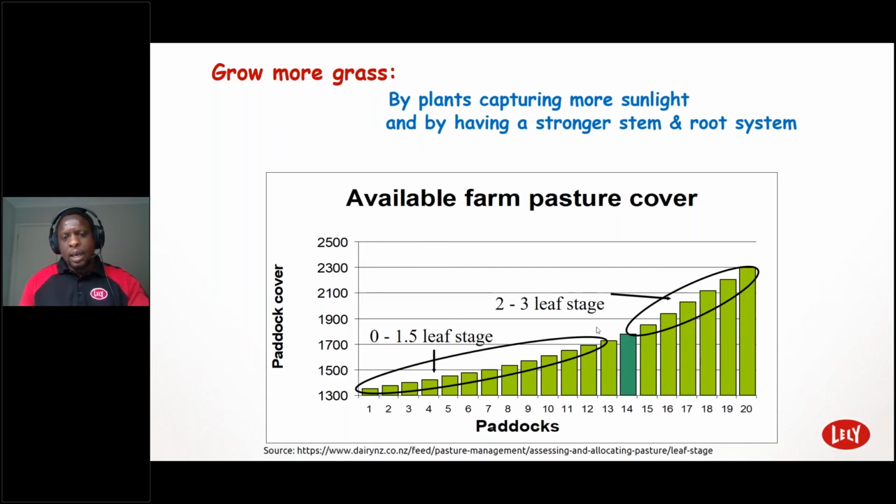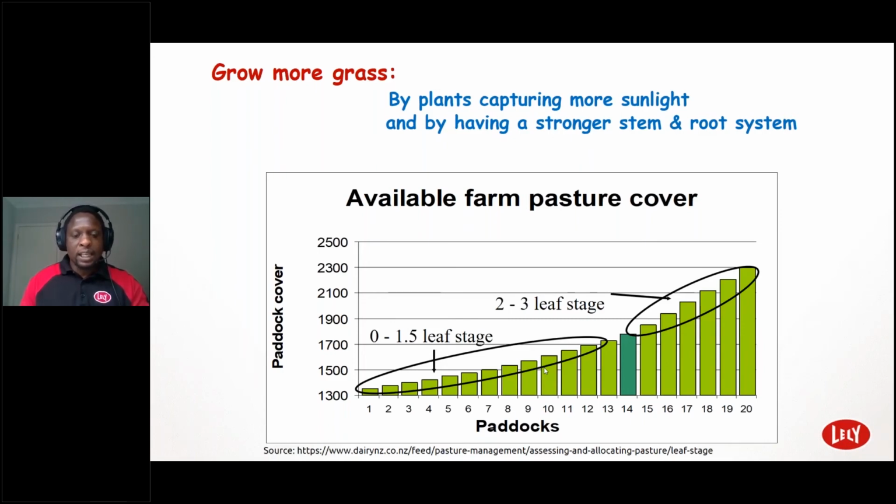The leaf stage helps to identify when a paddock is ready to be grazed. And the optimum time to graze ryegrass pastures is between the second and the third leaf stage. So, for example, on this farm, from paddock 14 to paddock 20, these paddocks are ready to be grazed. Leaf stage is also a good indicator of how well the rotation length fits with the current pasture growth conditions.